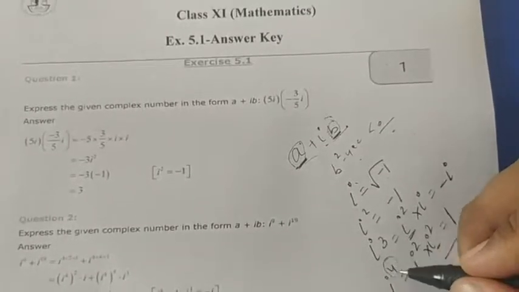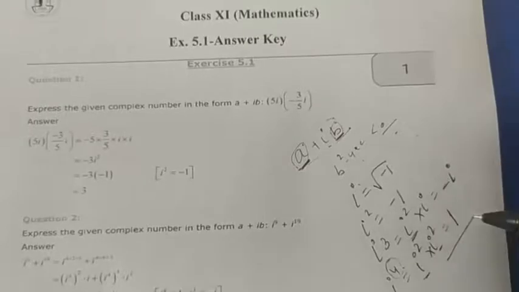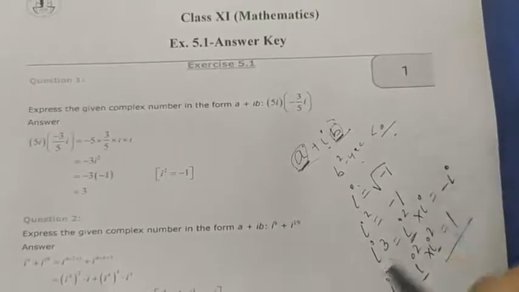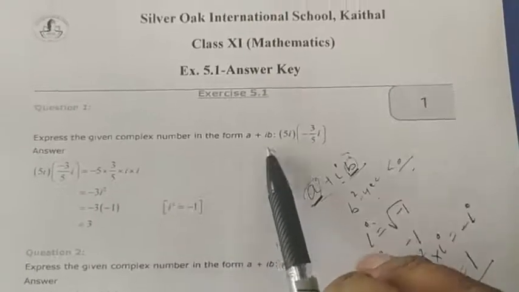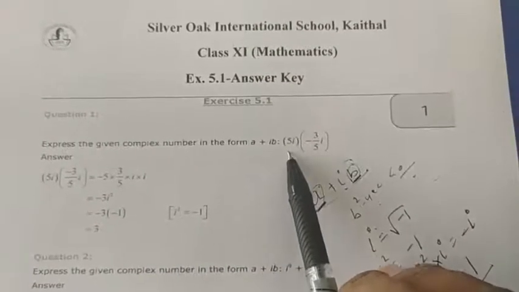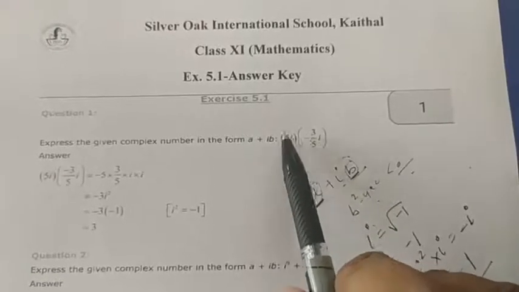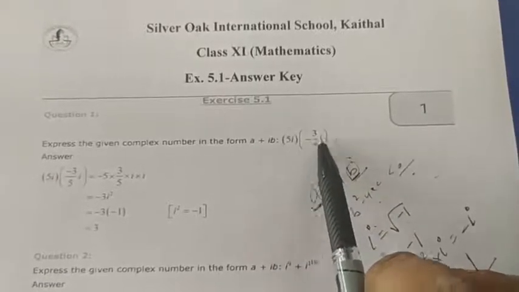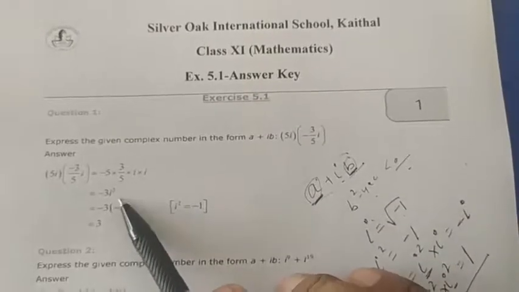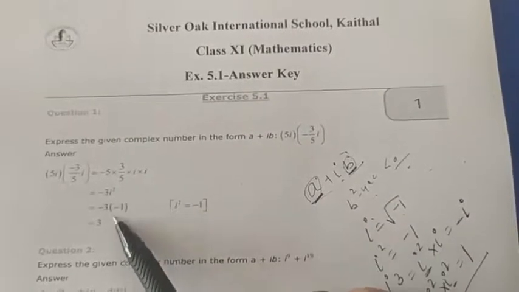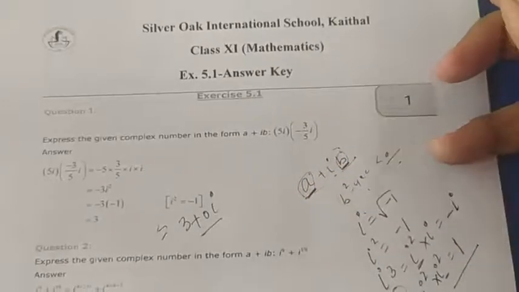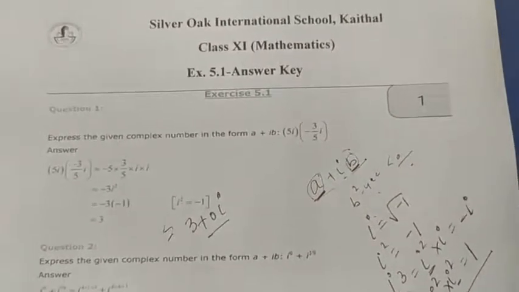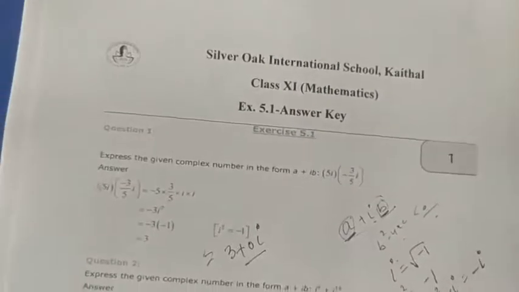First you have to convert the power into a multiple of 4, whose value will be 1, and the remaining you will solve. Right, so see question number 1. Express the given complex number in the a + ib form. You have to do the multiplication. 5 is cancelled with 5 and -3 iota square. Iota square is -1, then -3 into -1 will be 3. So you have to represent it in the a + ib form: 3 + 0i. Iota is not here, so 3 + 0i. Similarly you will find the other questions.